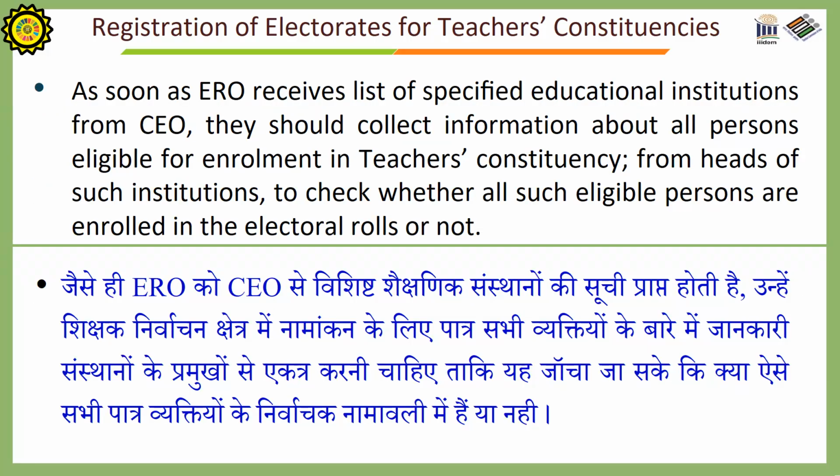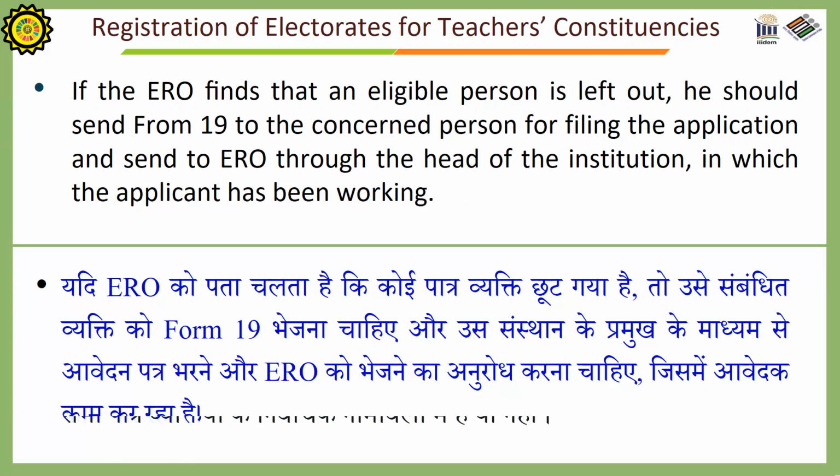As soon as ERO receives the list of specified educational institutions from CEO, they should collect information about all persons eligible for enrollment in teachers' constituency from heads of such institutions to check whether all such eligible persons are enrolled in the electoral rolls or not. If the ERO finds that an eligible person is left out, he should send Form 19 to the concerned person for filing the application and send it to the ERO through the head of the institution in which the applicant has been working.